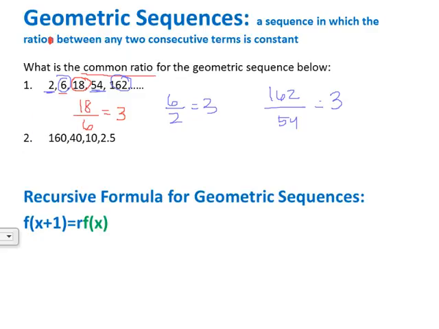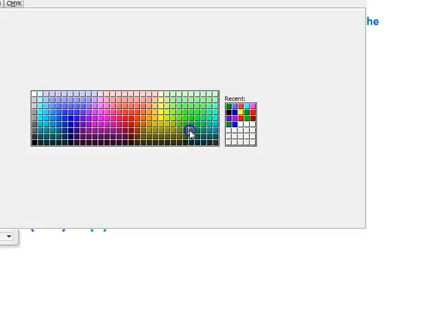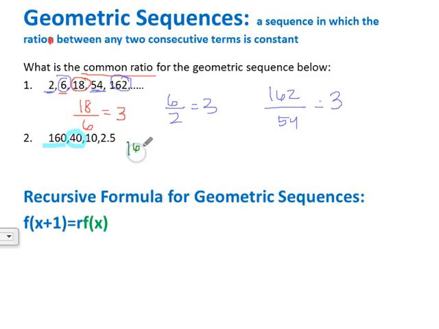All right, so I'm going to take 40 and divide it by 160 and see what I get. I'm going to change colors here just so it's not as confusing. We're taking 40, dividing it by the previous number. I can cancel out my zeros, and 4 divided by 16 reduces to 1/4. So the ratio between 40 and 160 is 1/4. Then I can try it with 10 and 40. 10 divided by 40, I can divide out the zeros, left with 1/4.